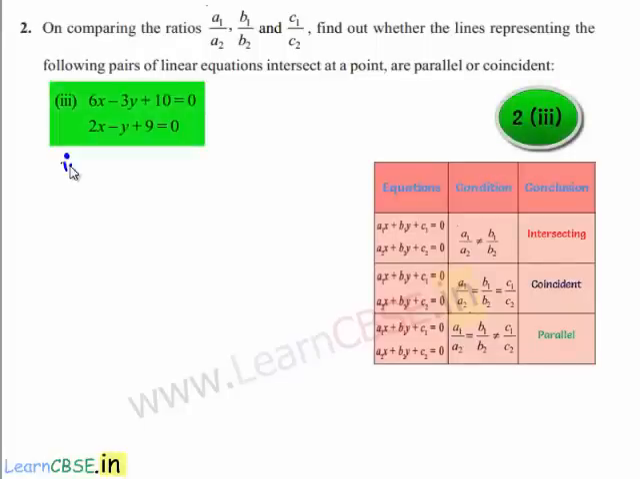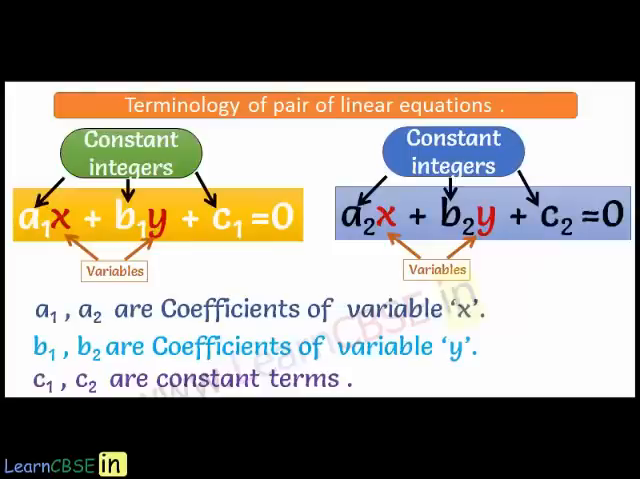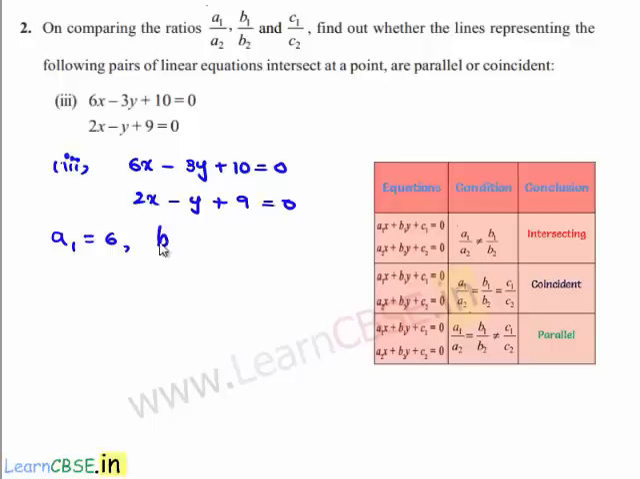Now coming to the third bit, the given set of linear equations are 6x minus 3y plus 10 is equal to 0 and 2x minus y plus 9 is equal to 0. If we compare the given set of equations with the standard equations a1x plus b1y plus c1 is equal to 0 and a2x plus b2y plus c2 is equal to 0, we get a1 is equal to 6, b1 is equal to minus 3 and c1 is equal to 10. Similarly, a2 is equal to 2 and b2 is equal to minus 1 and c2 is equal to 9.